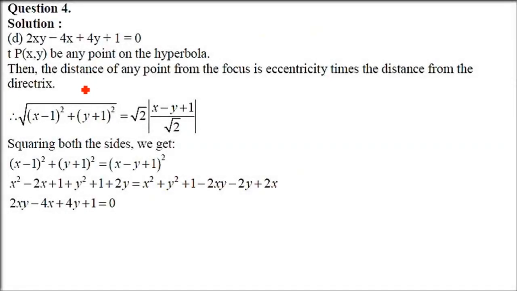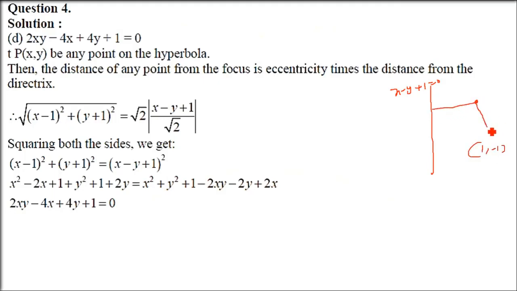Question number 4. The question is saying: the equation of the conic with focus at (1, -1), directrix along x minus y plus 1 equals 0, and eccentricity root 2. For any conic section, which we discussed earlier also, there is a fixed line, the directrix. The equation is given as x minus y plus 1 equals 0. Now you have a fixed point, which is called the focus. It's (1, -1). There is a moving point, which is the locus.